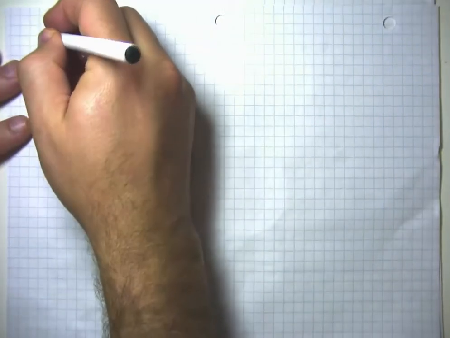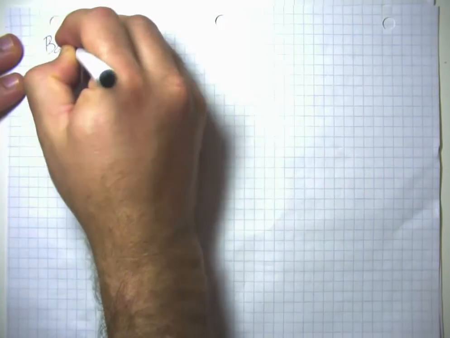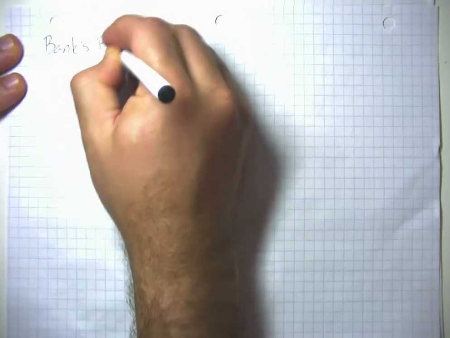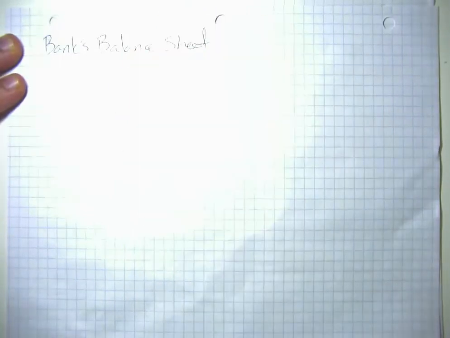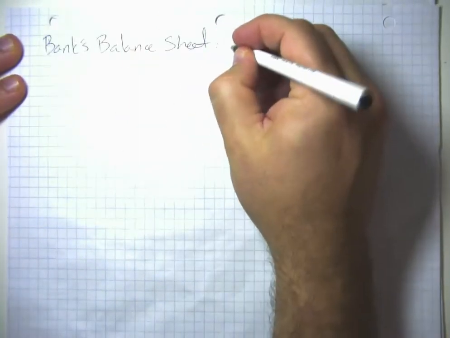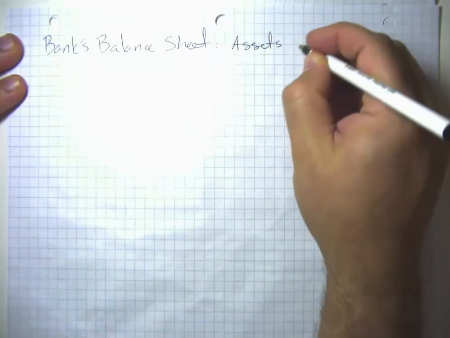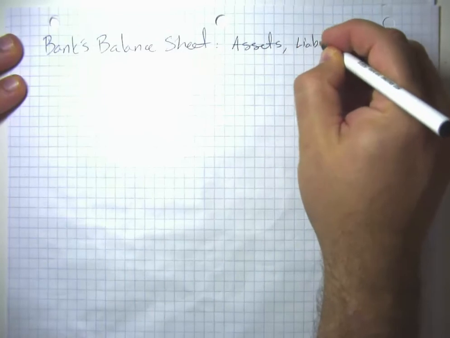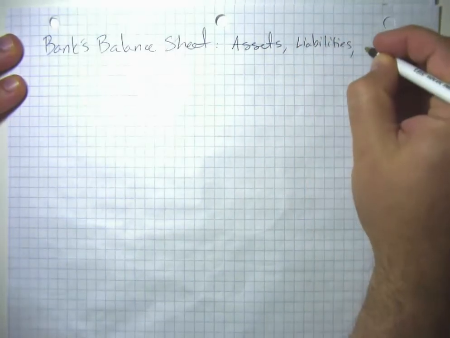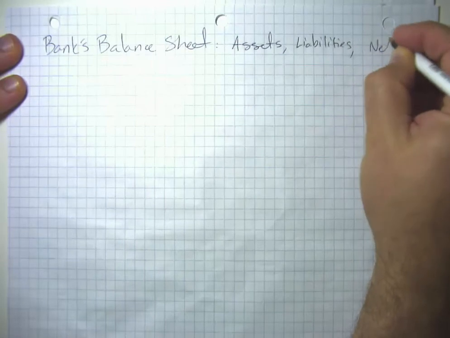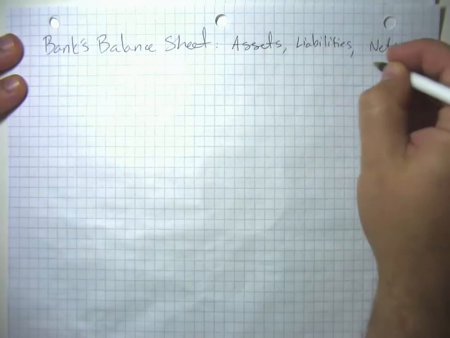So we have to get into a little bit of accounting now, because we're going to talk about a bank's balance sheet. So a balance sheet keeps track of assets, the things the bank owns, liabilities, its debts, and its net worth or equity capital. And those get used interchangeably.